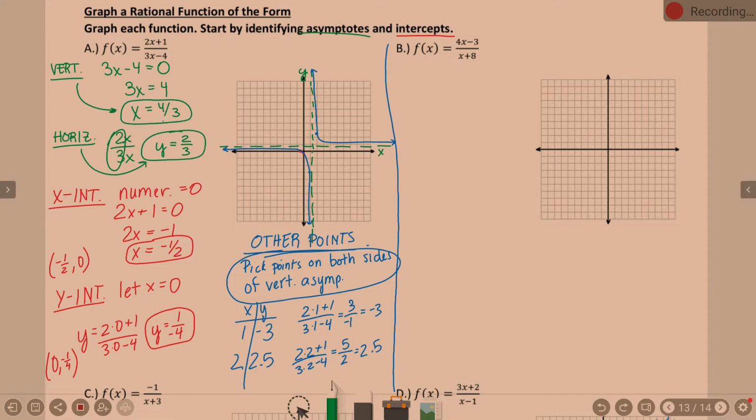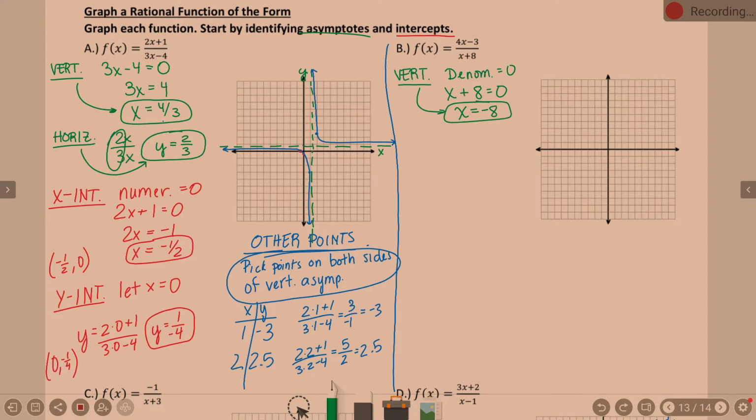Before we graph this, remember I wanted you to find asymptotes and intercepts. Those are questions asked in homework, right? One of the big reasons I am prepping you for this is so you know what to do. Okay, remind me, vertical asymptotes, how do we find them? Denominator equal to 0 is what we talked about yesterday. My denominator in this case is x plus 8 equal to 0. If I solve that, I end up with x equals negative 8.